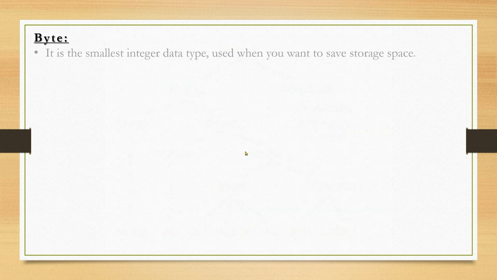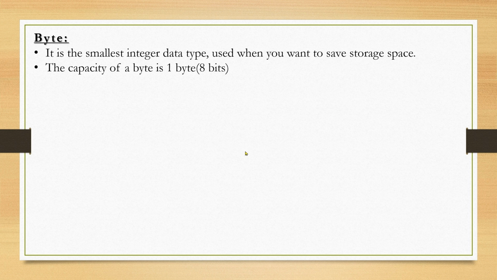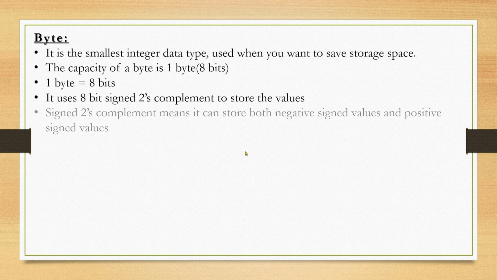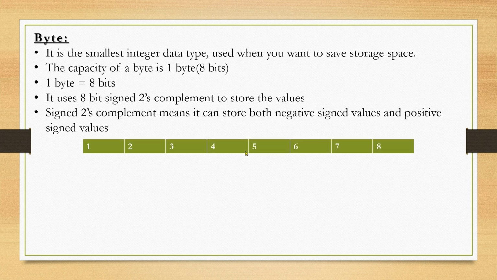Byte. It is the smallest integer data type, used when you want to save storage space. The capacity of a byte is 1 byte. 1 byte equals 8 bits. It uses 8-bit signed 2's complement to store the values. Signed 2's complement means it can store both negative and positive values.